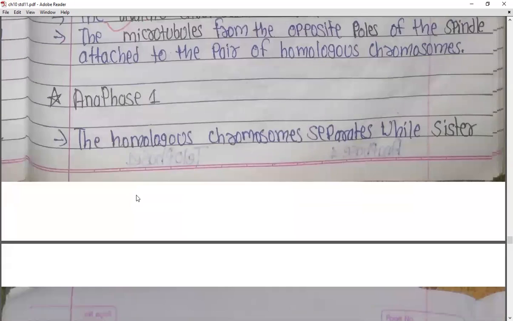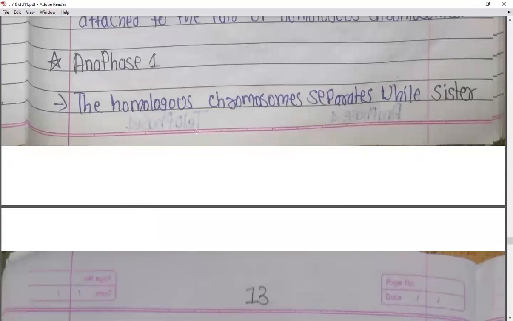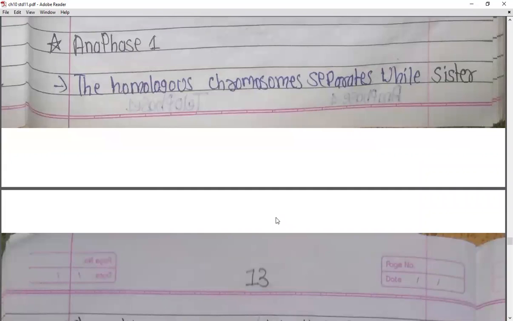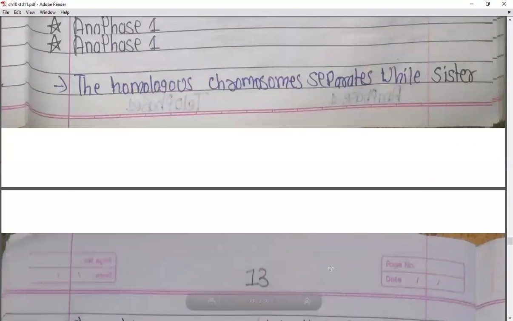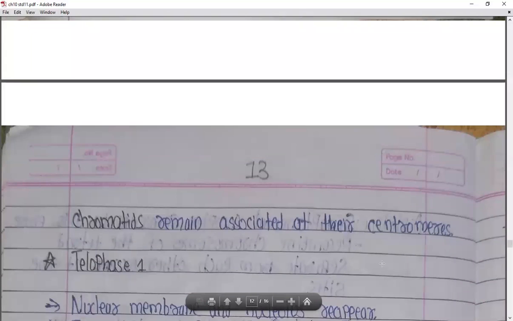The third is anaphase 1. In anaphase 1, the homologous chromosomes separate while sister chromatids remain associated at their centromeres. So here what happens now is the separation, just as in mitosis. Here also the chromosomes are joined, and from the centromere the two sister chromatids separate from each other and start moving towards the poles.